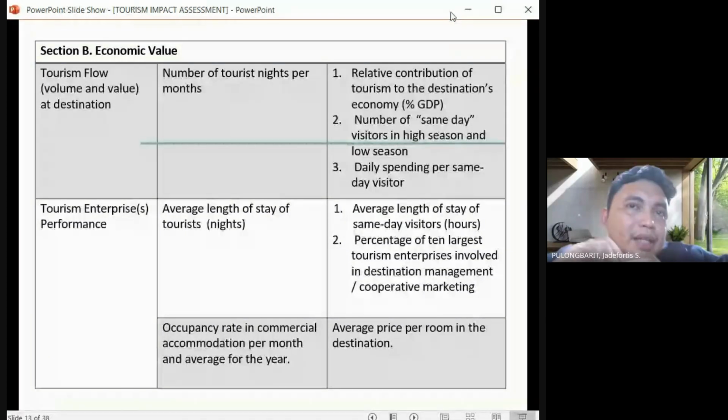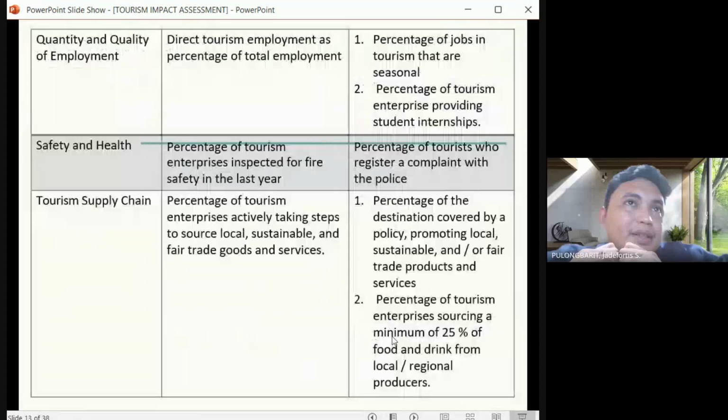And also, another criteria under tourism enterprises performance, the occupancy rate. The occupancy rate in commercial accommodation per month and average for the year. So the occupancy rate is the rate availed by tourists, or the rate of what tourism enterprises offer to tourists per month. And of course, to determine the average for the year. And then, average price per room in the destination. Average price per room in every destination. That's optional.